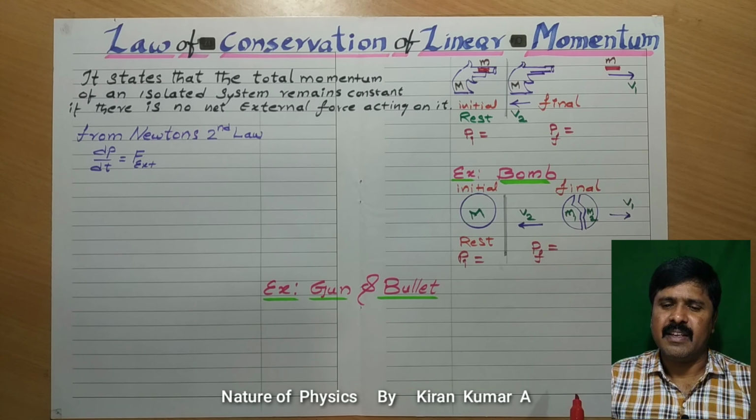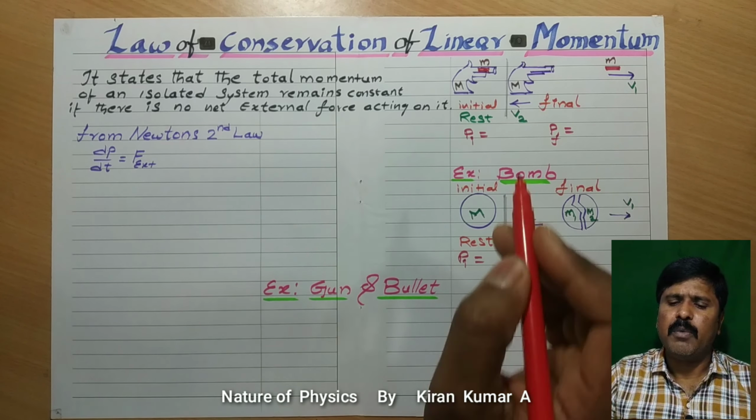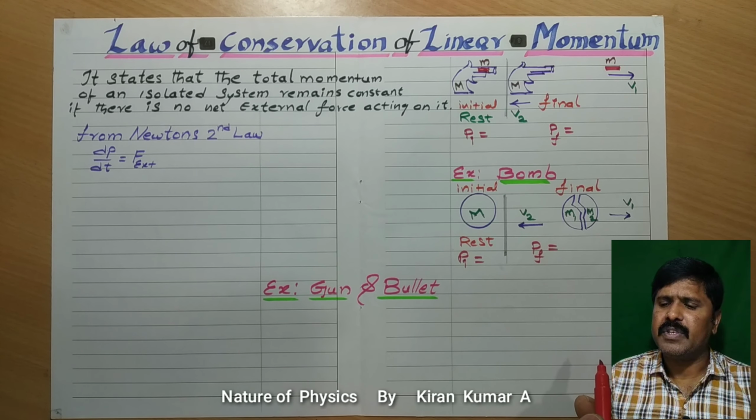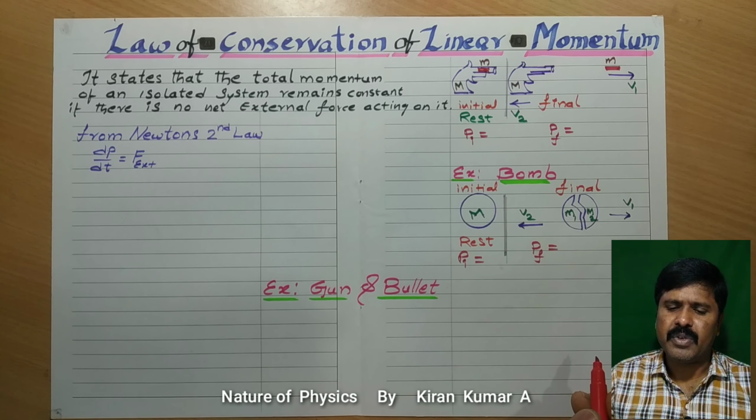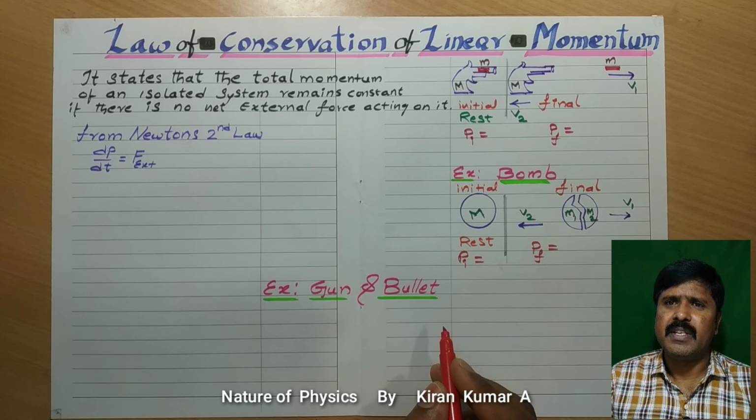Today's topic is the Law of Conservation of Linear Momentum. According to the law of conservation of linear momentum, the total momentum of an isolated system remains constant if there is no external force acting on it. Okay, students? Whenever the external force on the system is 0, the total momentum of the system remains constant according to the law of conservation of linear momentum.